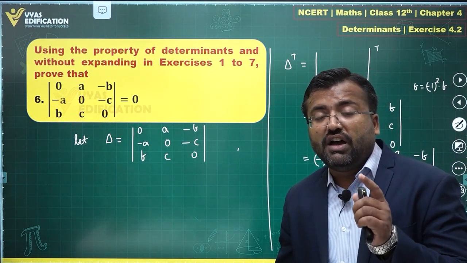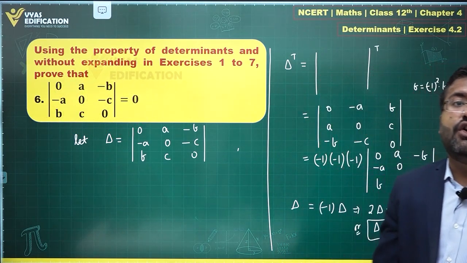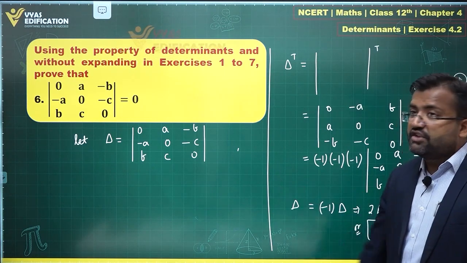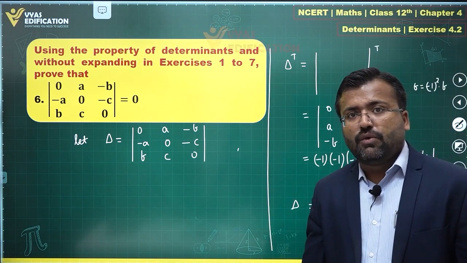Once again, the determinant of a skew symmetric matrix of odd order is simply 0. Remember that.